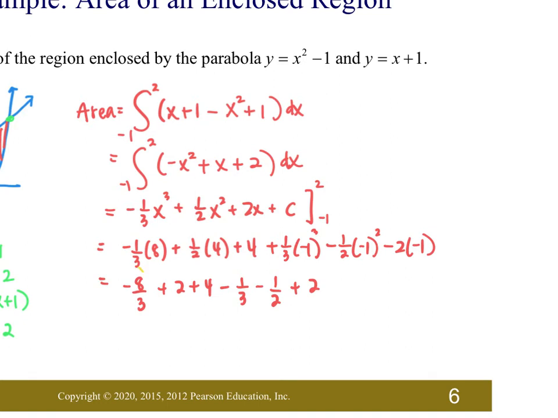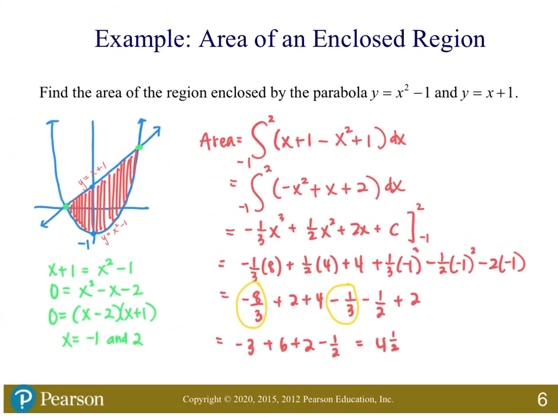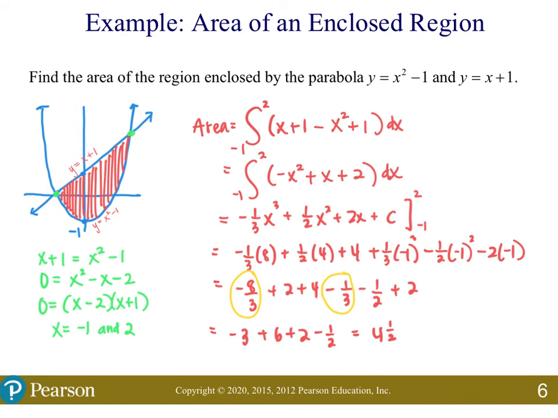So I like to group my like terms together, which means fractions. So -8/3 and -1/3. So that's -3 plus 2 plus 4 is 6 plus another 2 minus 1/2. So what do we have with that all together? 8 minus 3 is 5, so 4.5. All right, so that is the overall area that's bounded and enclosed by the parabola on the lower end and the linear line on the upper part.